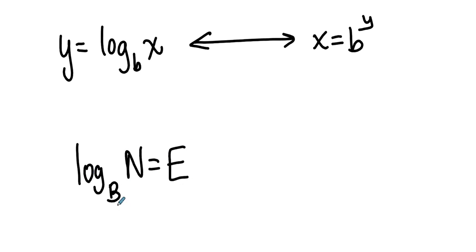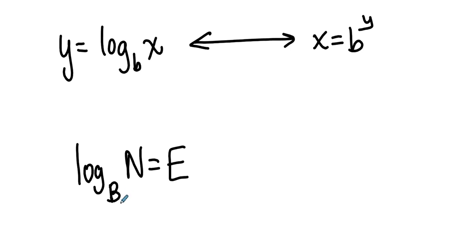Every log is written with respect to a base. This little number here is called the base. And every logarithm is of some number. You don't just write the word log, it's always log of something. That something is a number. And a logarithm is an exponent. This number on the other side of the equal sign is an exponent. This y becomes an exponent.